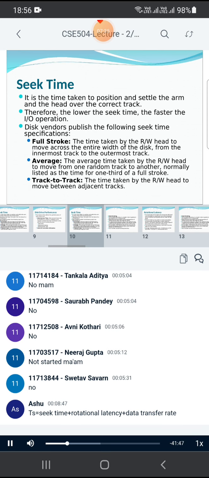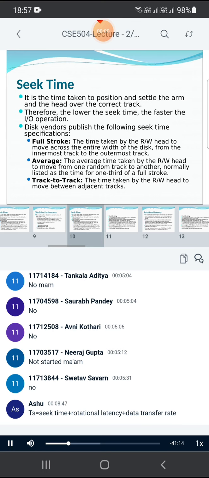When we request any operation, or whenever any read or write operation has to be performed, how is the disk working? The platter is rotating, and at the same time, the actuator arm is moving the read-write head back and forth. It is moving it outwards to inwards, inwards to outwards, so that it can move across all the tracks. So seek time is basically the time taken to position the head over the desired track.